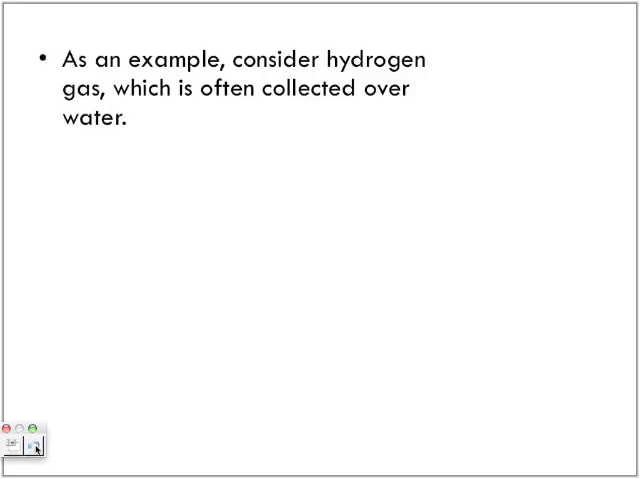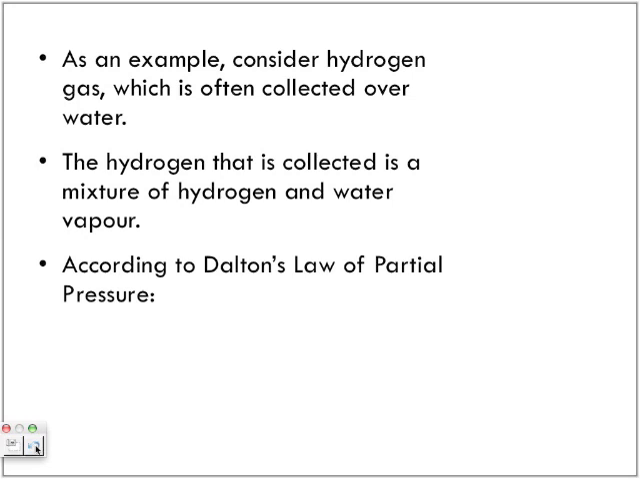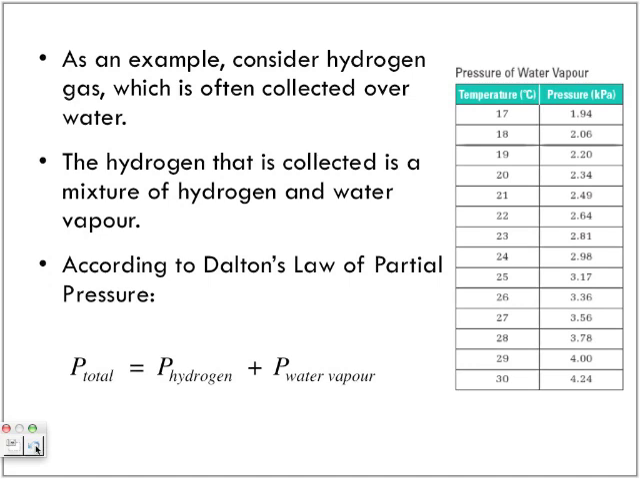As an example, consider hydrogen gas, which is often collected over water. So we're going to collect hydrogen gas in water, so the bubbling of the water will be our hydrogen gas. But part of that pressure will actually be the water vapor. So what is collected is a mixture of hydrogen and water vapor. We're going to use Dalton's Law of partial pressure, where the total pressure is equal to the pressure of the hydrogen that we want to collect, plus the pressure of the water vapor.